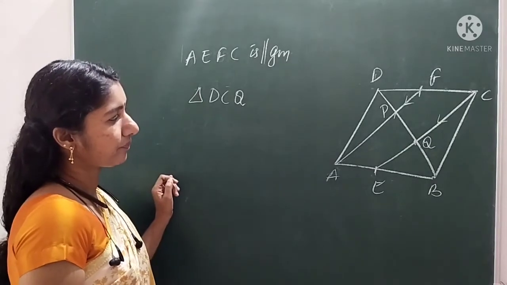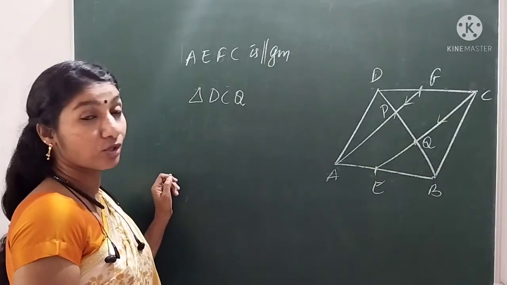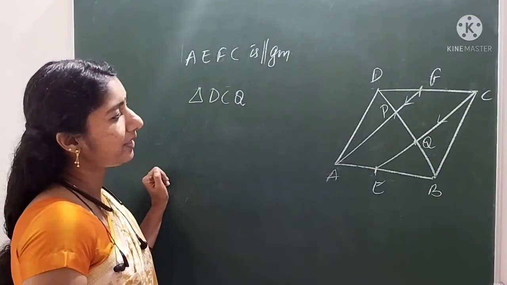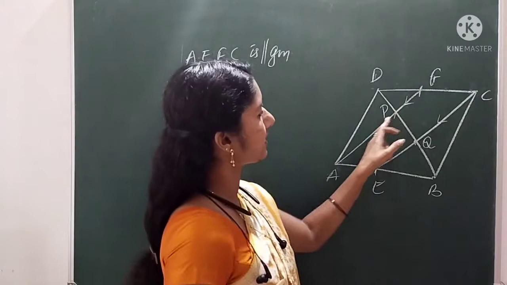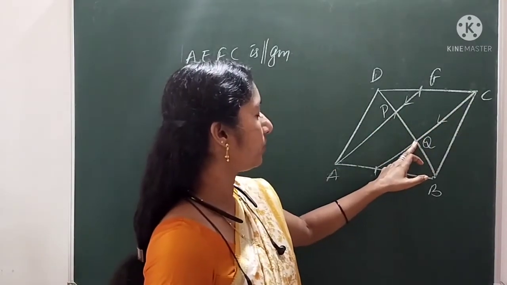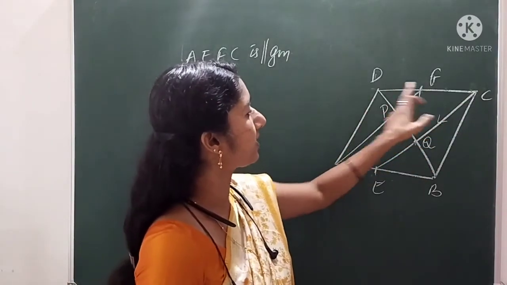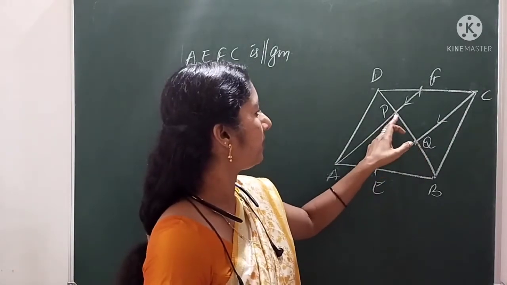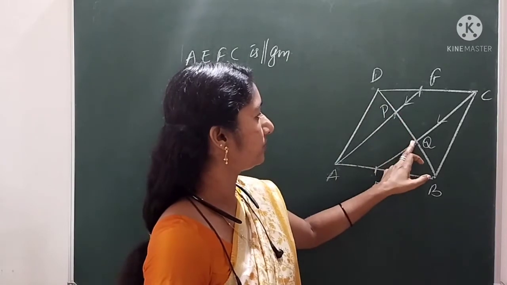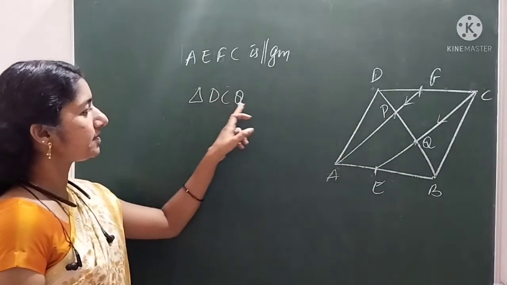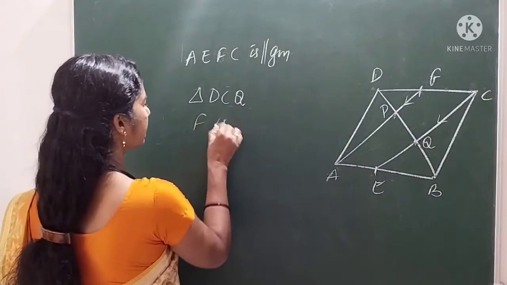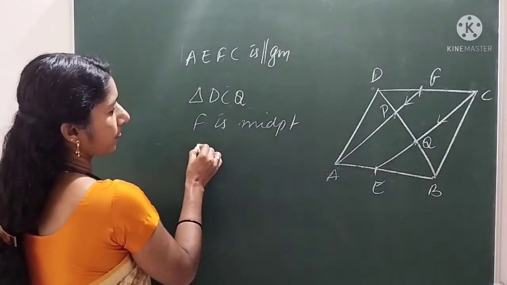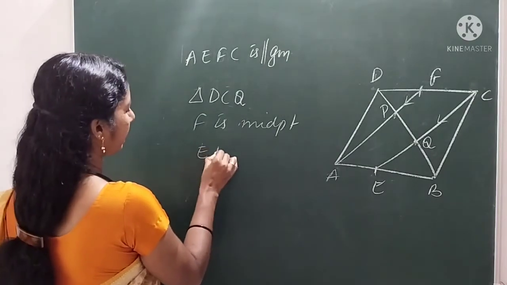Now see. How did we get that the two are parallel? They are the opposite sides of the parallelogram AECF. So we got FP is parallel to CQ and F is the midpoint in triangle DCQ. So by converse of midpoint theorem, P will be the midpoint of DQ. So in the triangle DCQ, F is the midpoint and FP is parallel to CQ.